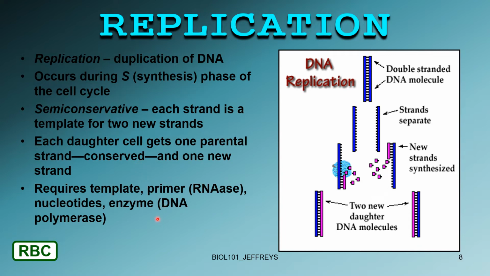Now replication requires the template, which is going to be the two strands of the original parental DNA. A primer, that's going to be made by primase, an enzyme that puts an RNA primer onto the template strand. We need that so that DNA polymerase, which is an enzyme, can come in there and lay down new nucleotides.